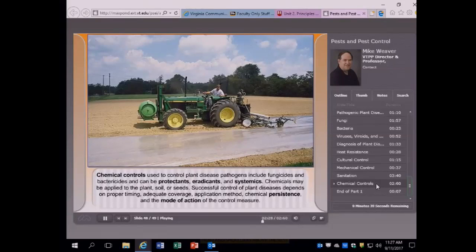One thing that's important is that successful control of plant diseases depends on proper timing and proper coverage. Adequate coverage particularly is very important because a lot of fungicides are protectants, and you're dependent on that barrier to keep the pathogen from infesting and infecting the plant. And then the application methods, the issue of persistence, and the mode of action all play in here.